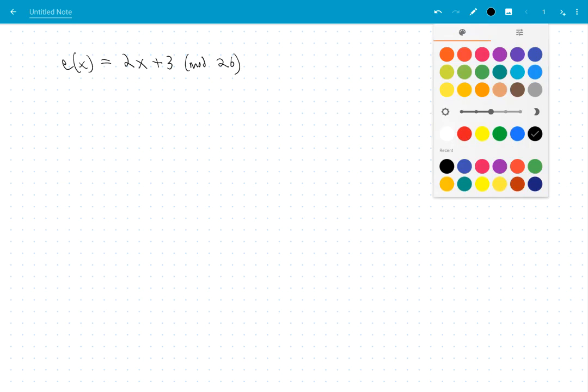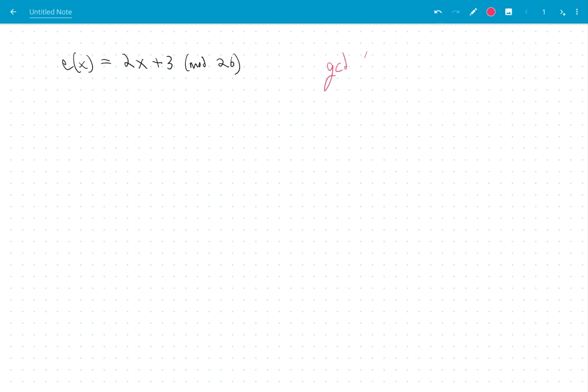Why do we actually care about the fact that our function is invertible? Well, let's imagine I have the following encryption function where I say that I want it to be 2x plus 3 modulo 26. The problem that I've got is, well, the GCD of 2 and 26 is very clearly 2, which is not 1. That means that 2 isn't invertible, mod 26. That means that there isn't going to be a unique inverse of this function.